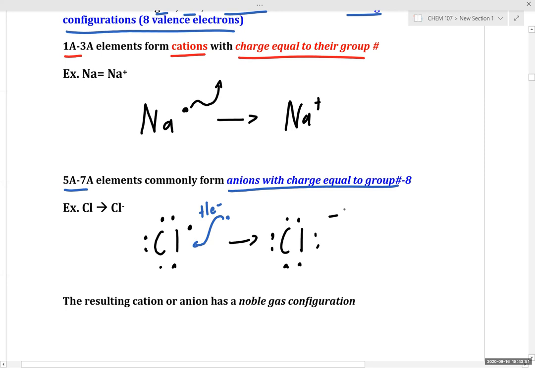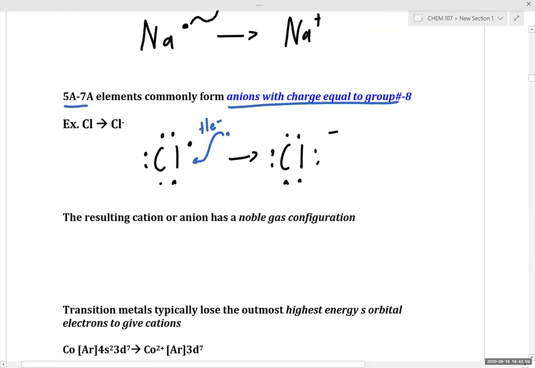This is part of why Lewis dot structures are pretty nice: they give you a really nice visual method of tracking gaining and losing electrons. As we notice, the resulting cation or anion has a noble gas configuration, in this case 8 valence electrons.